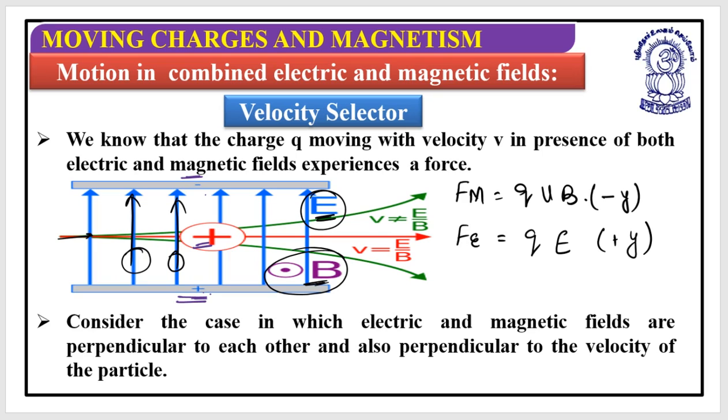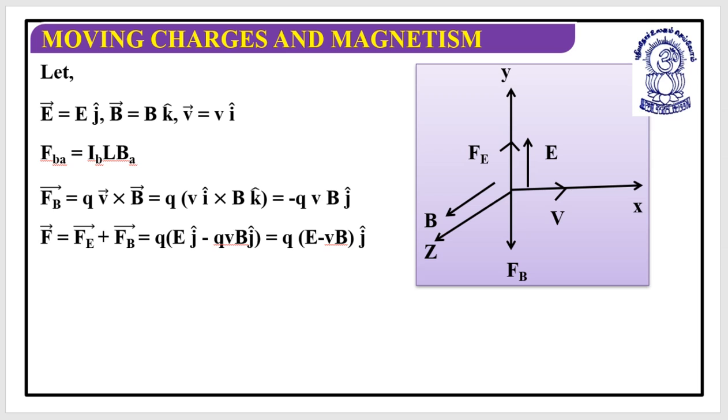But this was the case when electric and magnetic fields are perpendicular to each other, and it is also perpendicular to the velocity of the particle. So this is for the velocity selector. I am going to discuss a special case where electric field and magnetic field are perpendicular to each other, as well as perpendicular to the velocity of the particle. So they are mutually perpendicular to each other. This would be the situation.